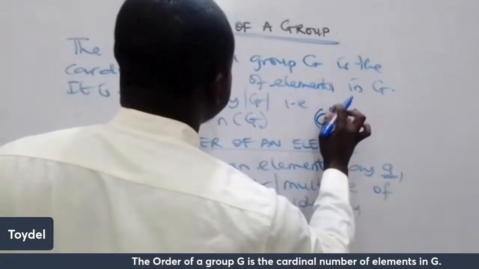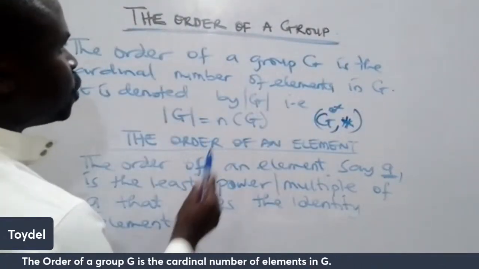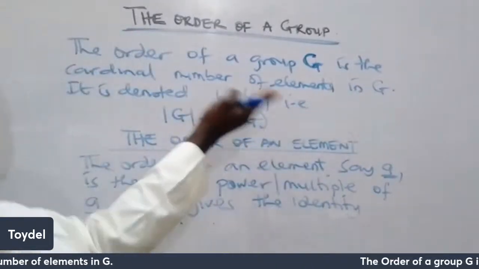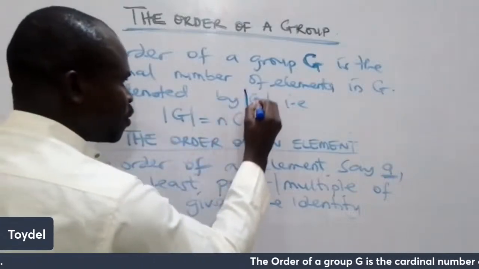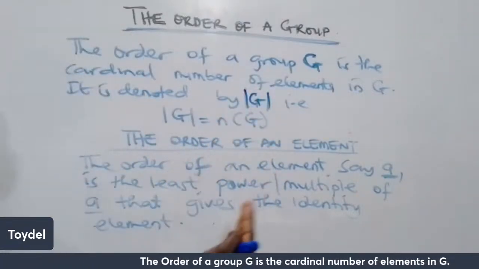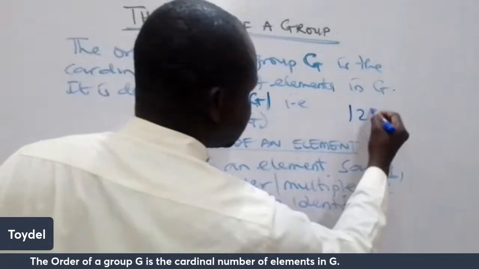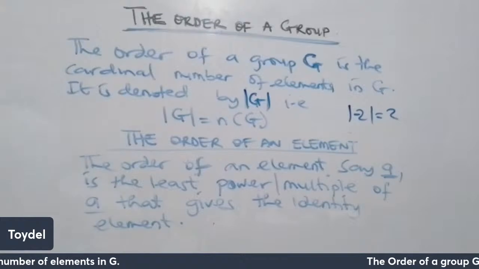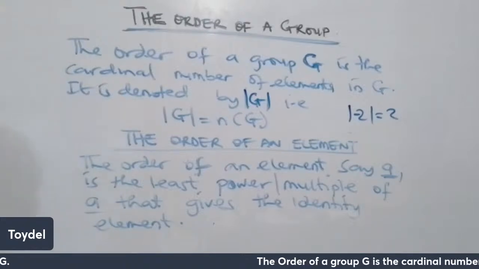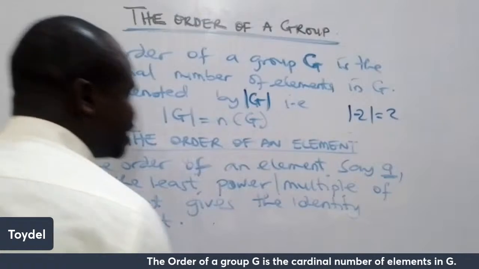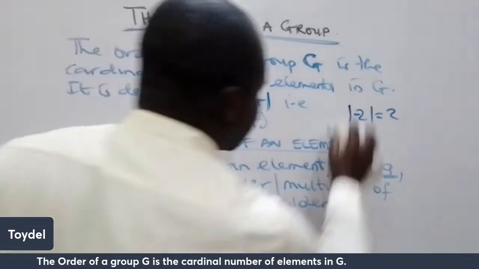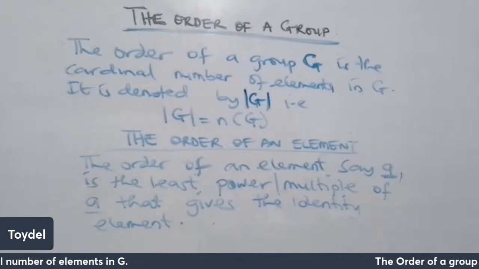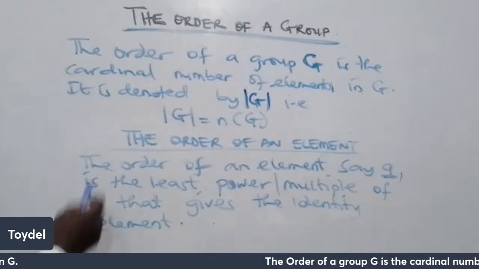So in this case now, if you want to find the order of a group, G, the order of the group is the cardinal number of elements in G. It is denoted with this symbol, like when we have absolute value. In mathematics, something like this may simply mean that you disregard the negative sign. That's absolute value. So that is the definition for the order of a group, and it simply means the number of elements in that group. That is how to define the order of a group. Okay, then let's now move to the order of an element.